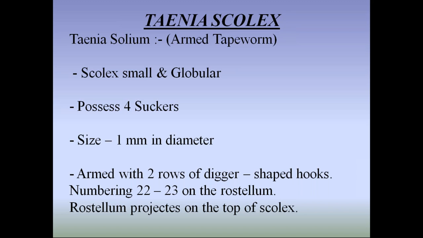There are four cup-like muscular suckers, which help in attachment. What is the importance of the suckers? The suckers attach to the small intestine of the human host. These four suckers, or acetabula, help in attachment. The size is 1 millimeter in diameter. The scolex has a beak-like apical protrusion called the rostellum. The rostellum is armed with hooklets. That is why it is called an armed tapeworm.